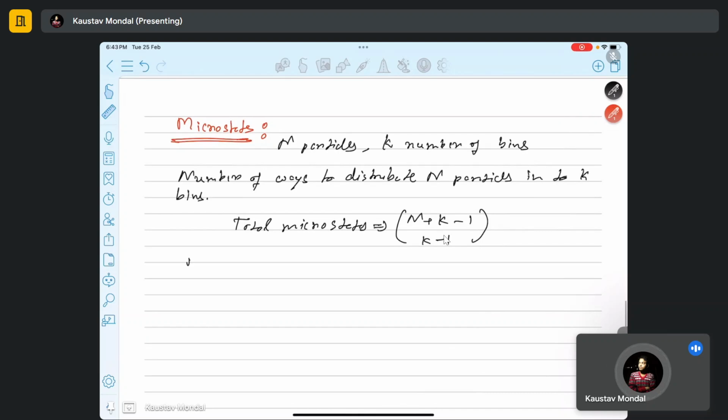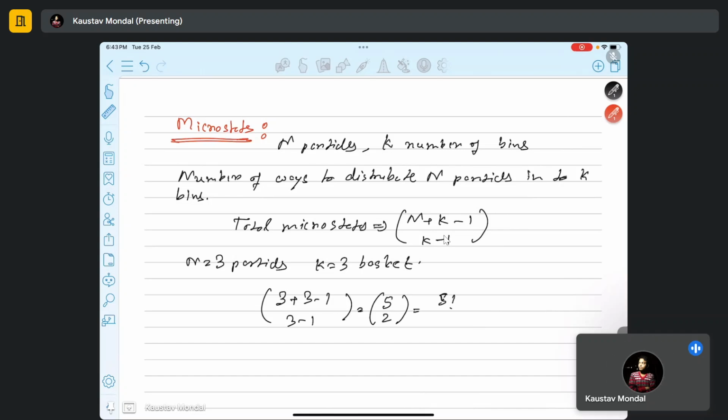For our problem, n is equal to 3 particles, and there are also 3 baskets. So the total microstates will be the combination of 3 plus 3 minus 1, choose 3 minus 1. This gives you 5C2, which is 5 factorial over 2 factorial into 3 factorial. That is basically 5 into 4 by 2 factorial, so this gives you 10. So the total number of microstates for this problem will be 10.